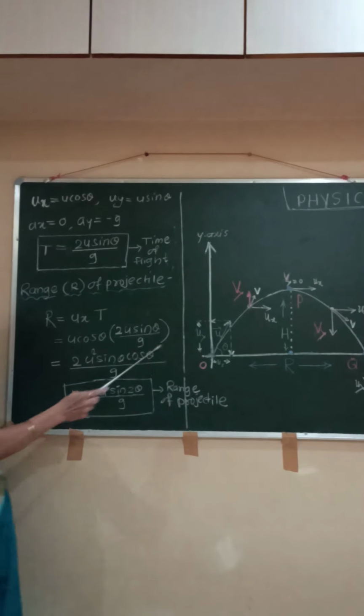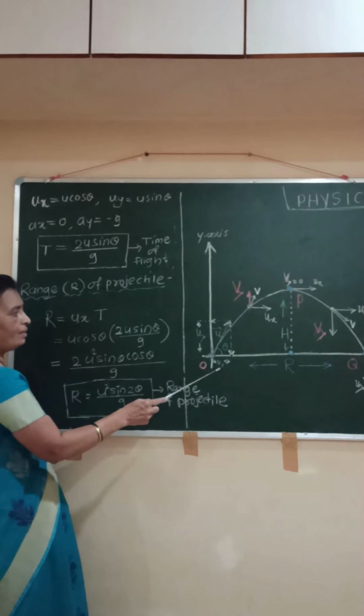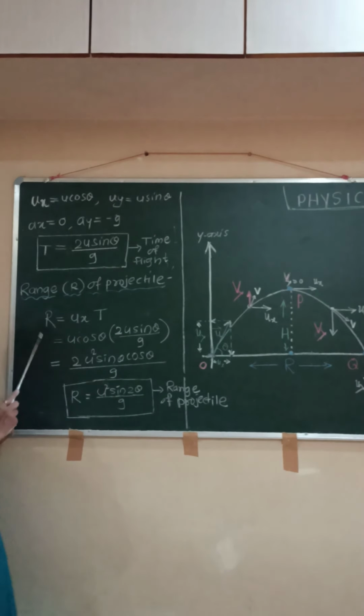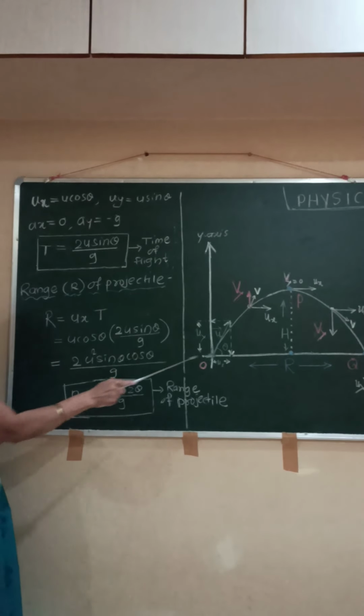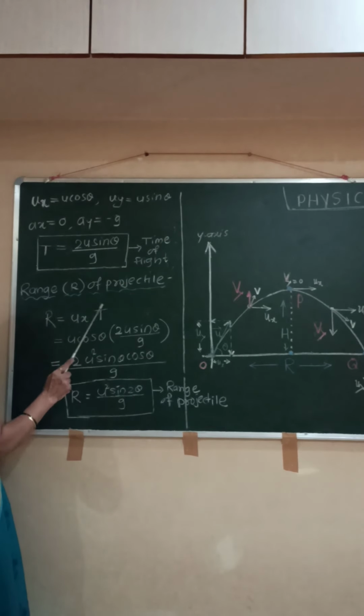मग horizontal distance साठी आपल्याला ह्या velocityचा x component काय आहे? That is ux. So we write the simple formula for range. Range of projectile. Range is the distance. It is the horizontal distance. So along the horizontal direction, the component of velocity is ux. To cover the horizontal distance, the time taken by the projectile is the time of flight.